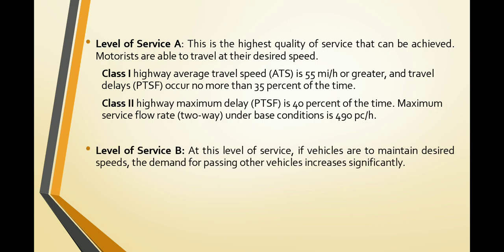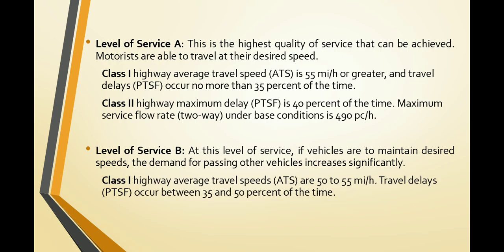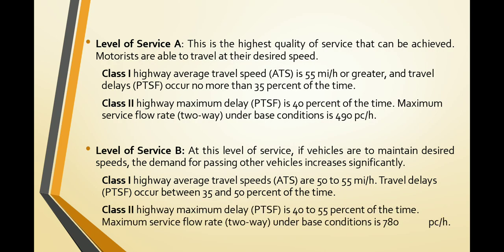For level of service B, at this level of service, if vehicles are to maintain desired speed, the demand for passing other vehicles increases significantly. Class 1, the ATS is 50 to 55 miles per hour, and travel delay is between 35 and 50% of the time. For Class 2, the PTSF is 40 to 55% of the time, and under base condition it is 780 PC per hour.